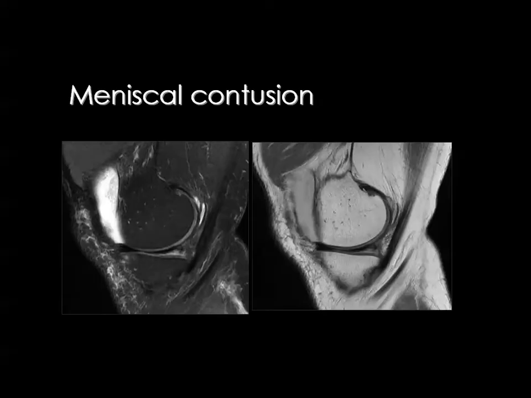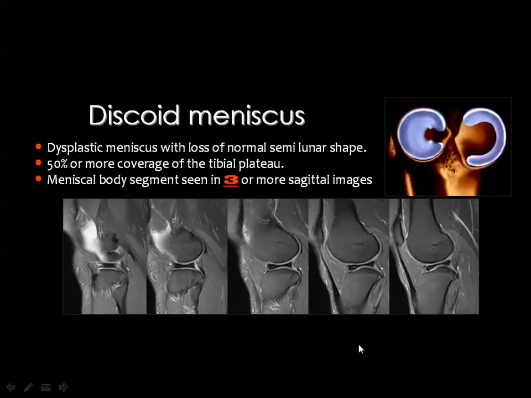Then sometimes you have this appearance while examining the knee. You can see that the posterior horn of the medial meniscus in particular has an irregular outline with heterogeneous signal in both T1 and T2 weighted images. Then in the presence of a history of trauma, this may be diagnostic of what we call meniscal contusion.